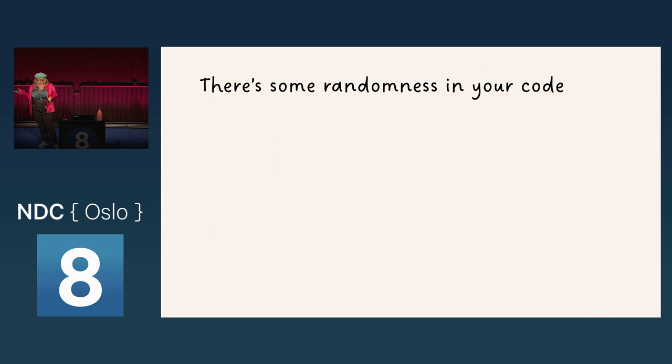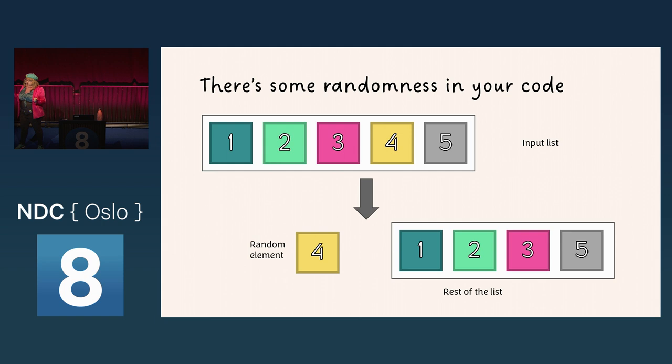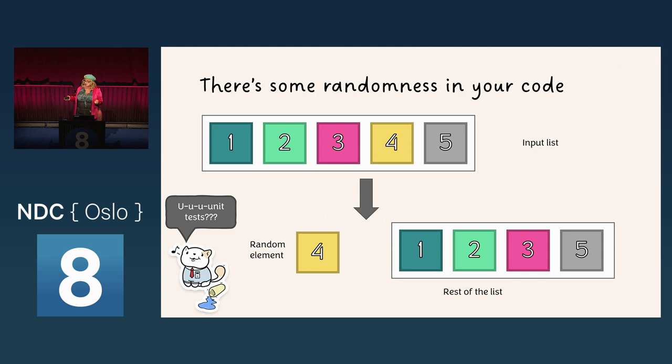An example where I used this: I had a list of integers. I had a function where I wanted to take a single element randomly from that list and return the original list. So the question is, how would you unit test this? It's random. You expect to get a different answer back every single time.